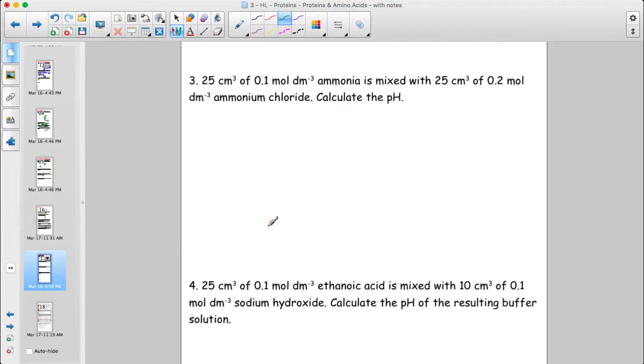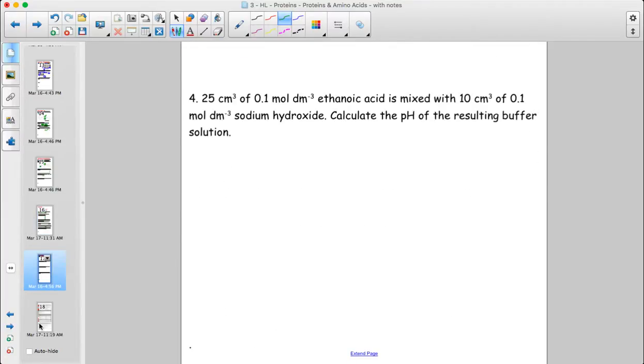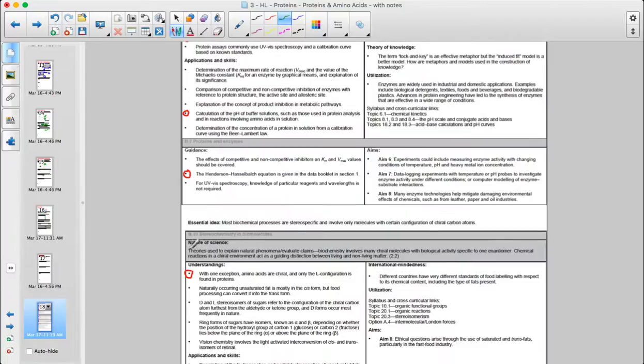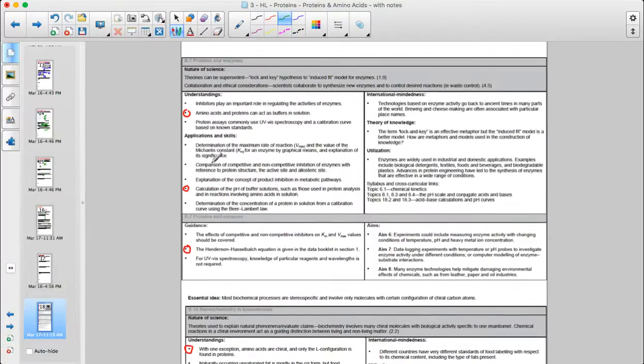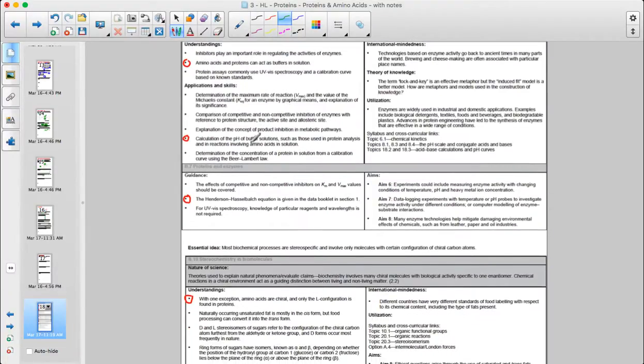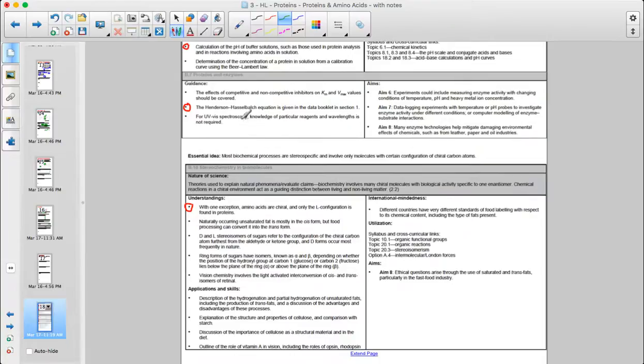So here are some practice questions, mainly focusing on the buffers. And we've covered these additional topics on amino acids now: about them acting as buffers, doing buffer calculations with the Henderson-Hasselbalch equation, and talking about the chirality of amino acids.